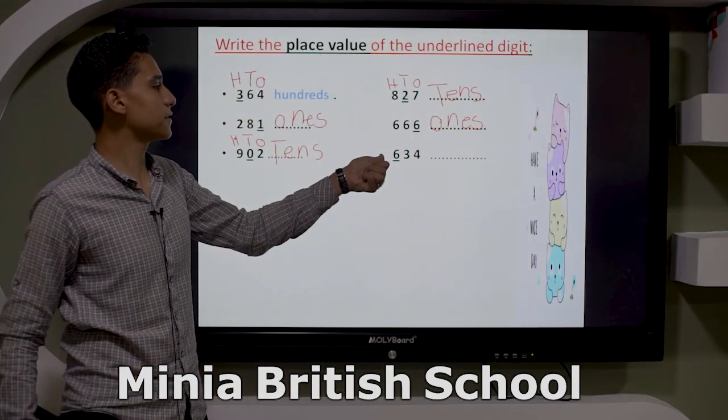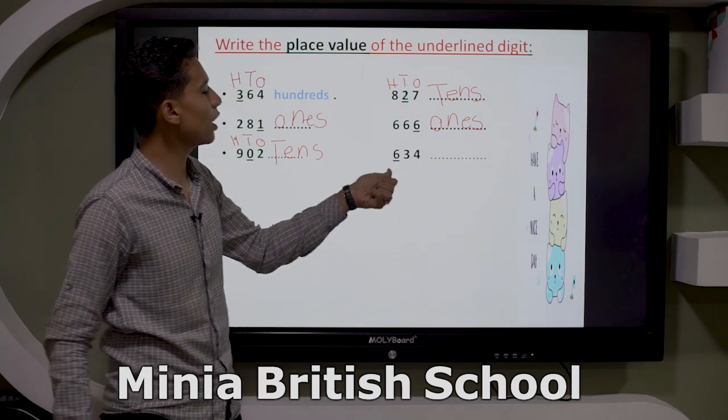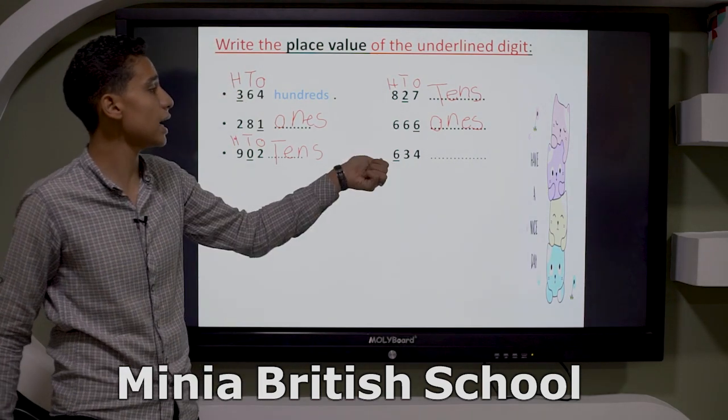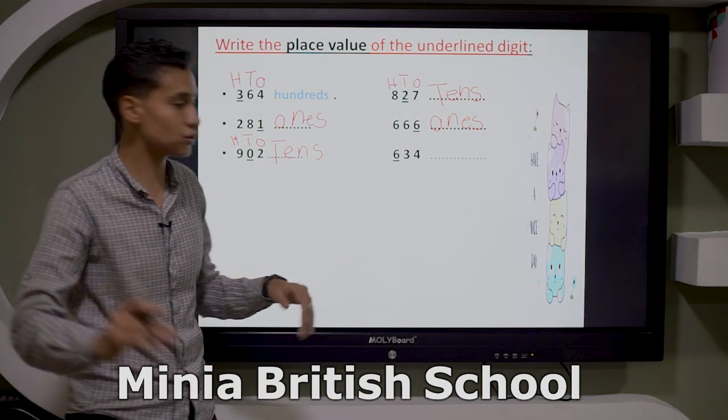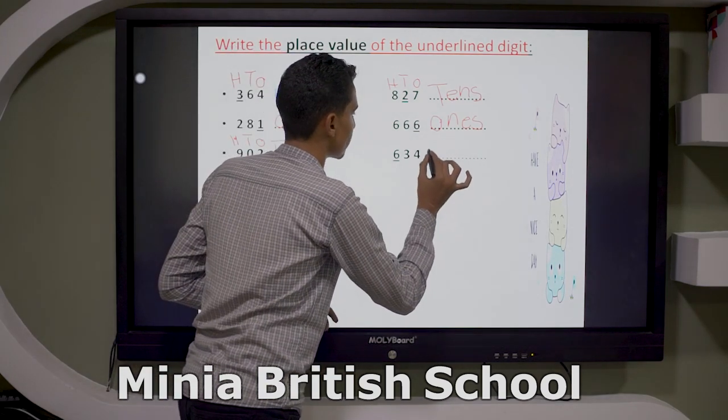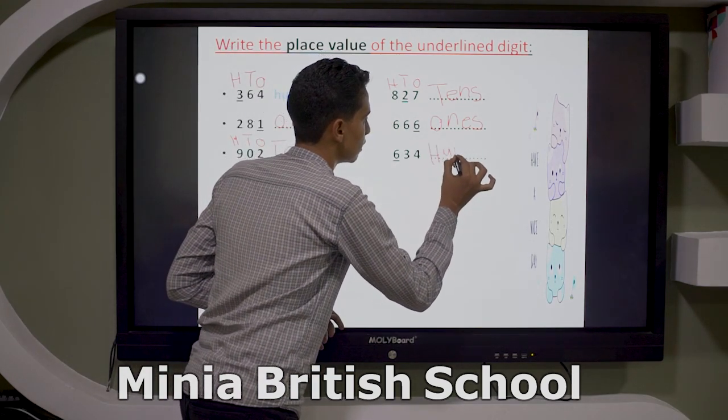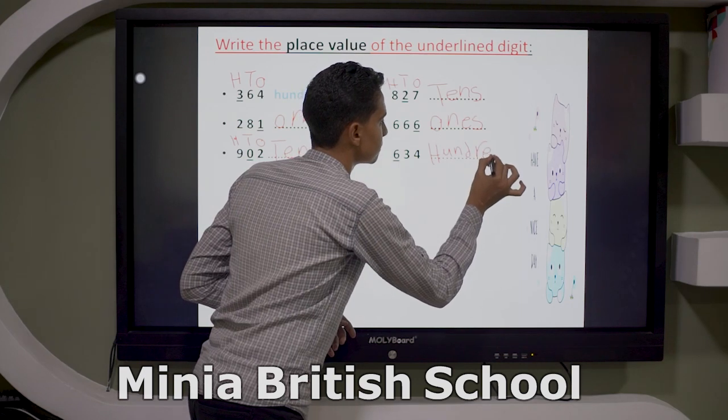And the value of 634. I need the value of number 6. Here it's in the house of hundreds. So it's 600.